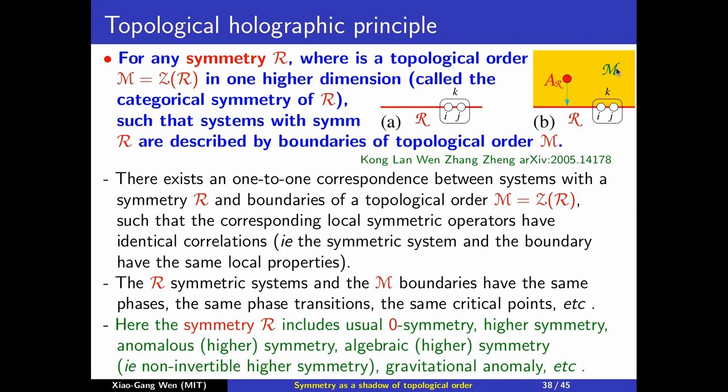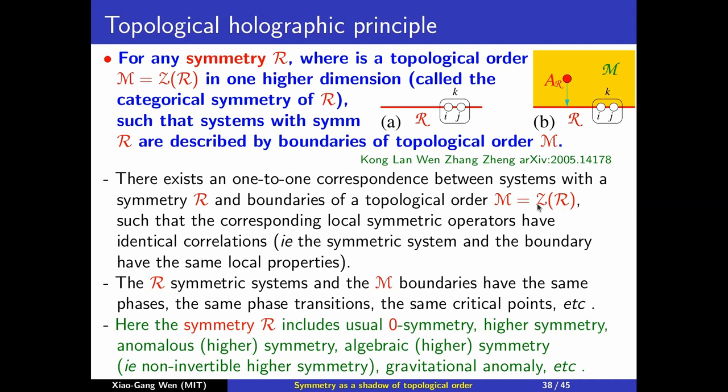Okay, so roughly speaking, R can be Z2 symmetry, and M can be Z2 gauge theory, which means it contains both Z2 charge and Z2 flux. So things are doubled. Okay. Then there's a mathematical belief that the boundary, which is a fusion category on the boundary, uniquely determines the bulk. So this is called the topological holographic principle. The boundary uniquely determines the bulk.